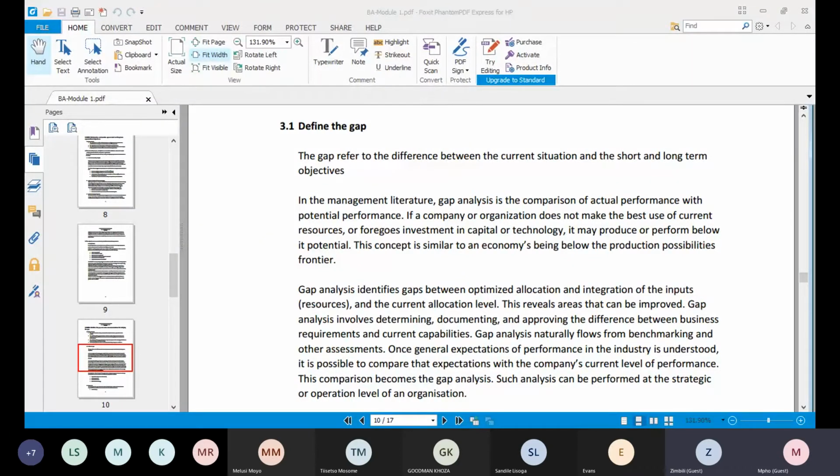Ngobile, I see you raising your hand as well. Can you hear me? Yes, I can hear you, Ngobile. I think the gap is when the organization compares its current objectives with the long-term objectives. They estimate their current performance in an organization compared to the long-term objectives of the organization. Yes, that is correct. That is good. Thank you, Ngobile.